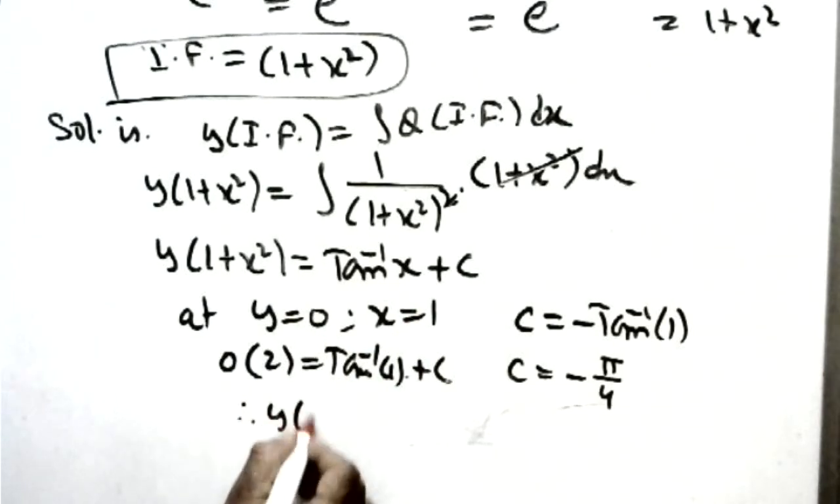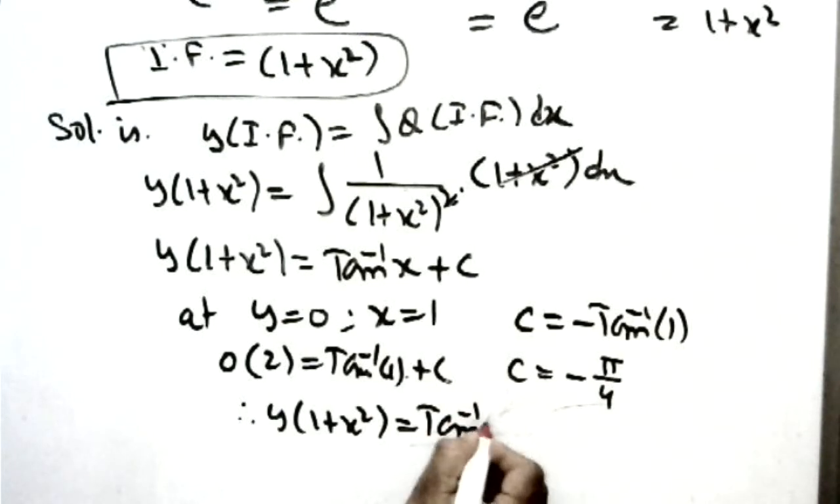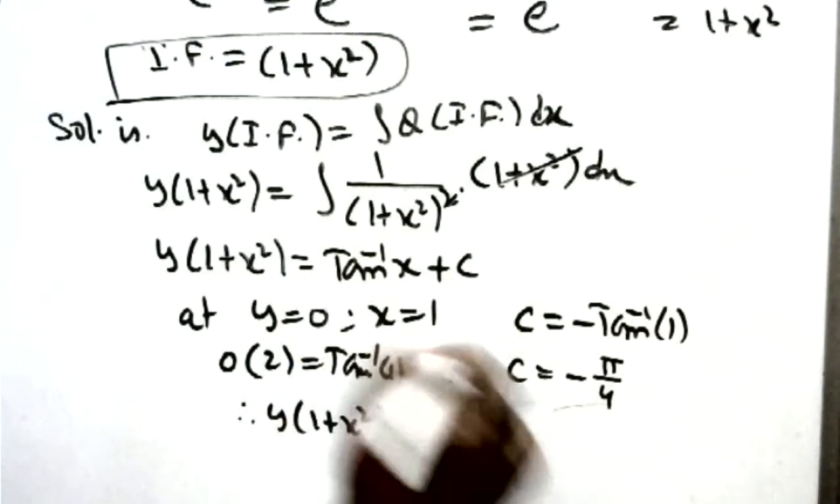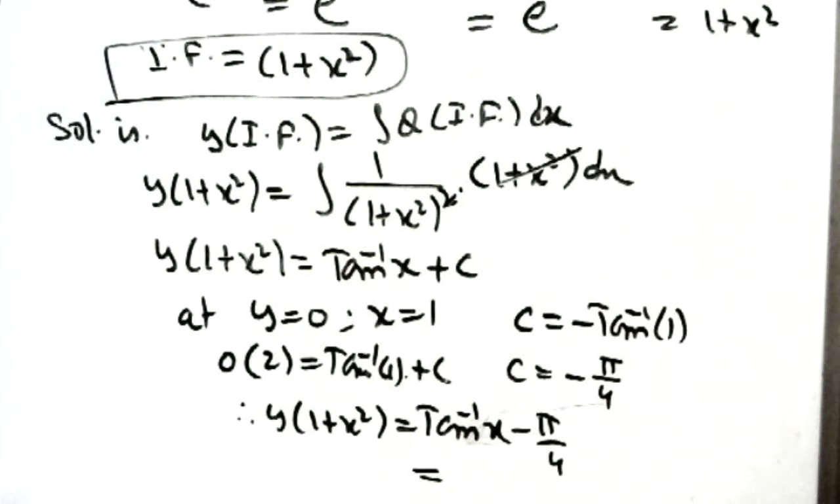Now let me substitute this value here. Therefore, y into (1 plus x square) equals tan inverse x plus c, where the value of c is minus pi by 4. So this is the last question we discussed here.